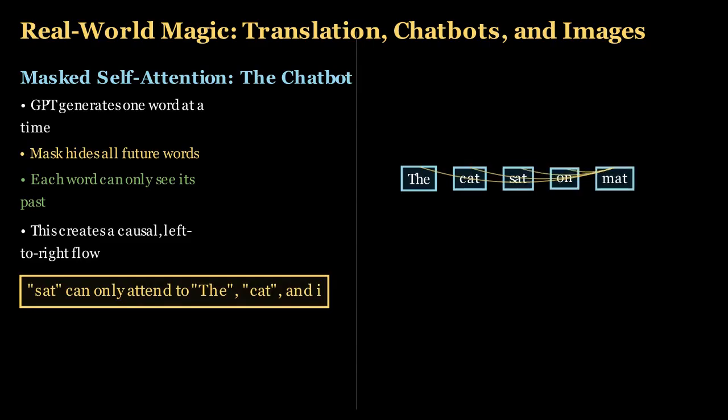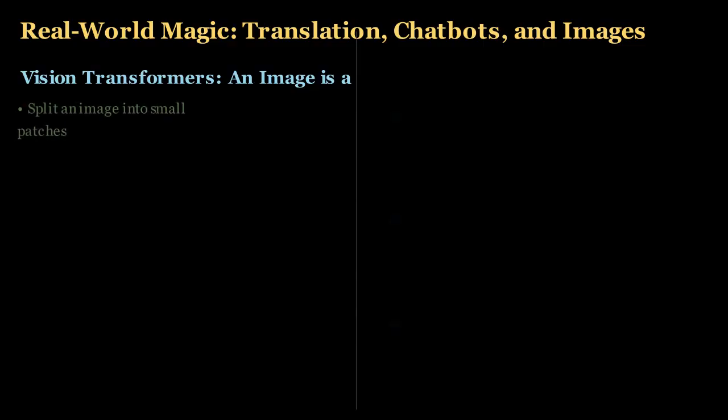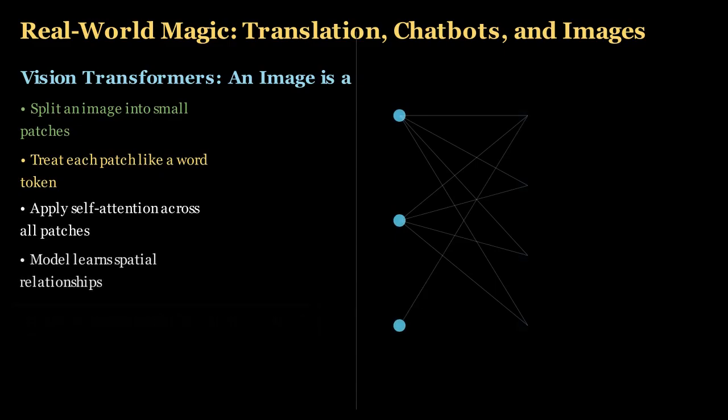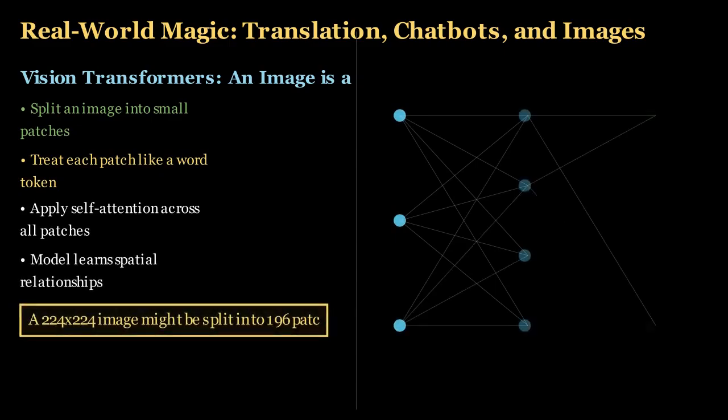For images, we chop the picture into a grid of patches. Each patch becomes a token, just like a word. Self-attention then lets every patch look at every other patch to understand the whole scene.